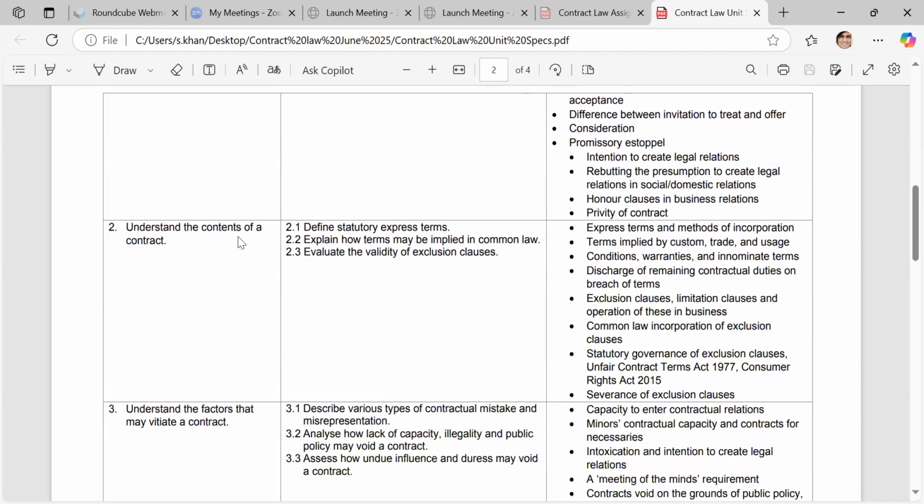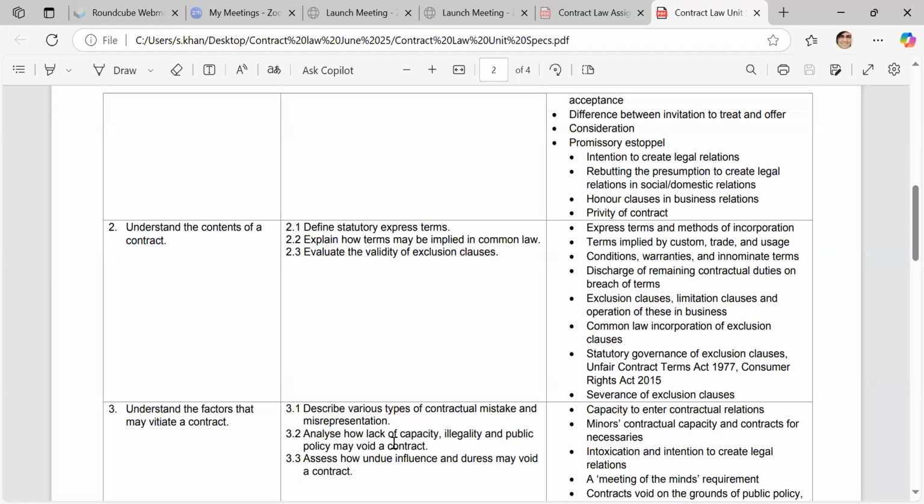Then we go on to learning outcome 2, which is to understand the contents of a contract. Here we look at the terms. 2.1, defining statutory terms and express terms. 2.2, explaining how terms can be implied in common law. And 2.3, evaluating the validity of exclusion clauses.